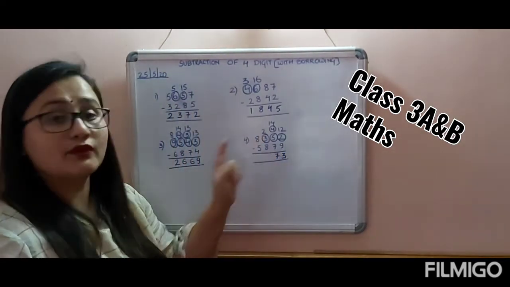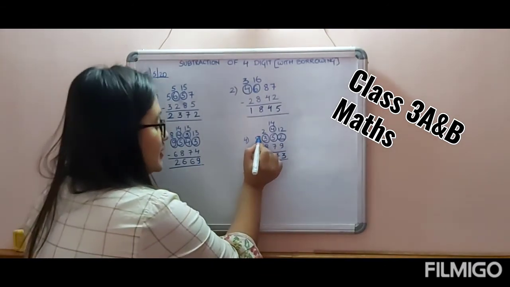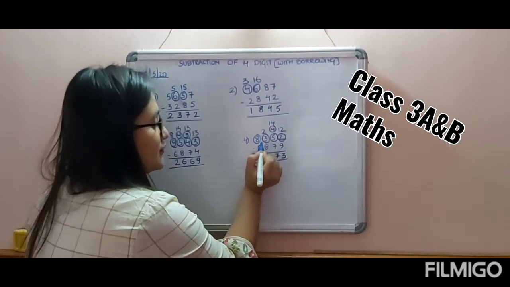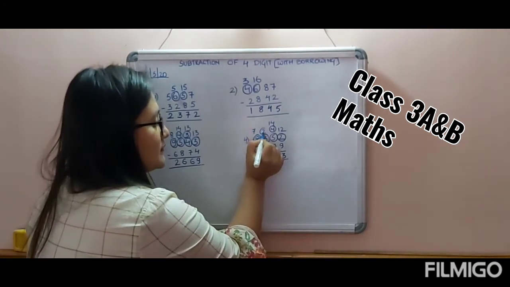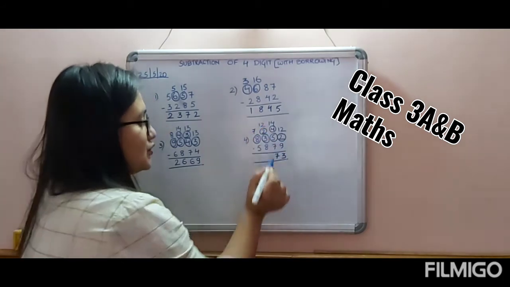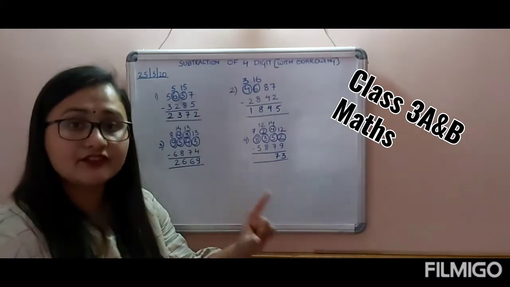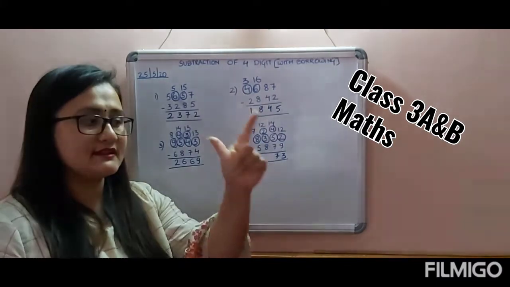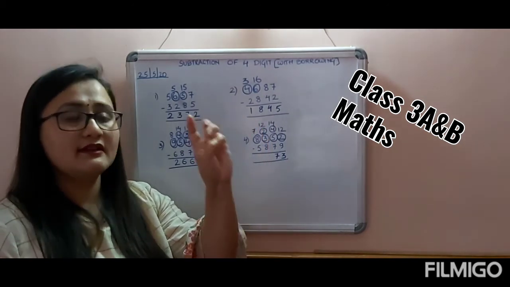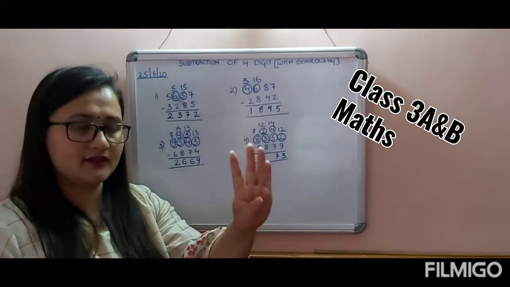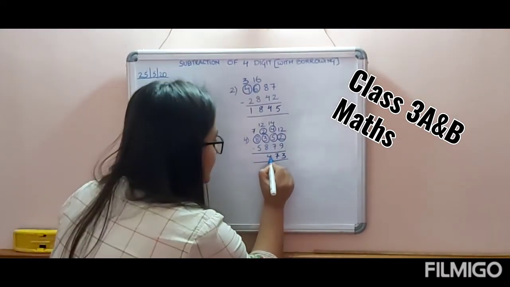Okay, then again you cannot subtract 2 from 8. So what you will do, you will borrow 1 from the thousands place. If you take away 1000 from 8, then it will become 7 and this will become 12. So you will keep 12 in your mind and start counting after 8: 8, 9, 10, 11 and 12. What is the number? 1, 2, 3 and 4. So the answer will be 4.